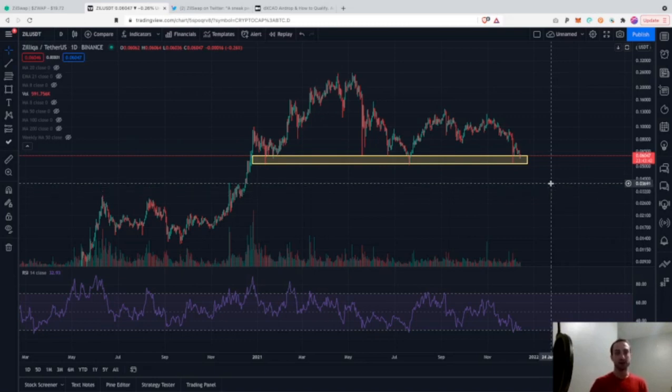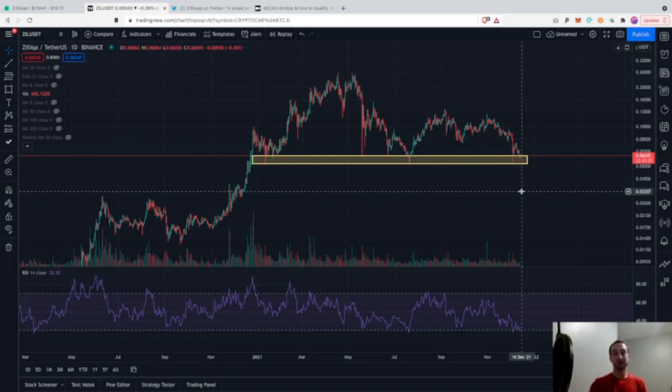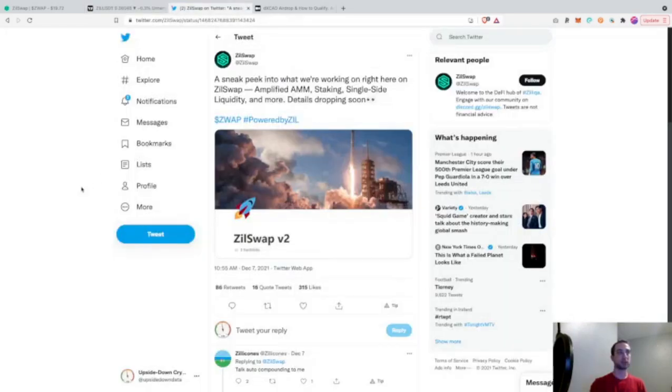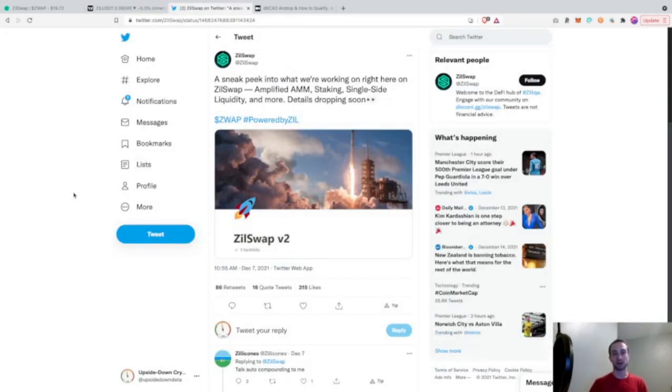It came way down. Risk has reset a lot and is very low, relatively speaking. And price is holding this support. It's also got some catalysts coming up. The ZIL community is building. ZIL-Swap, which is the leading exchange, has some new functionality coming out.